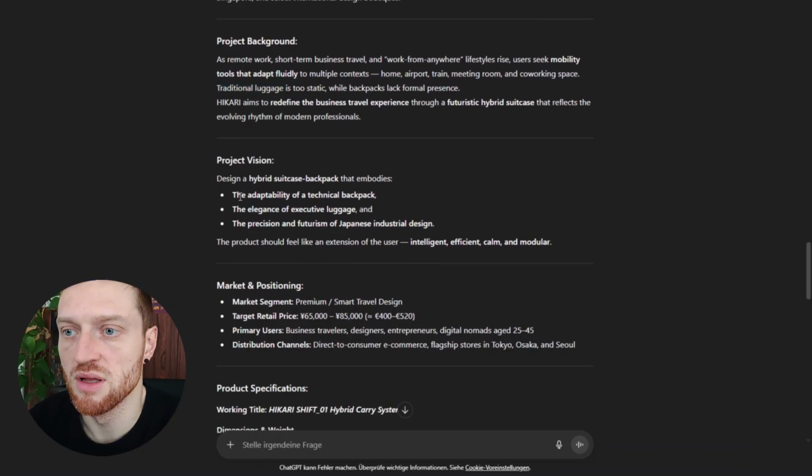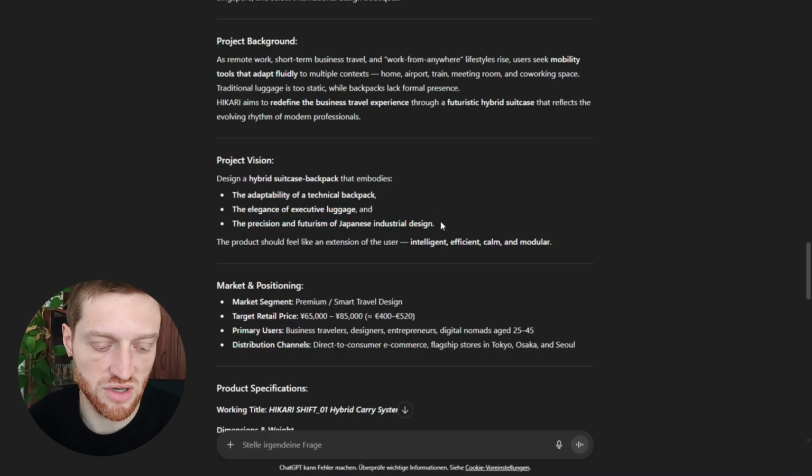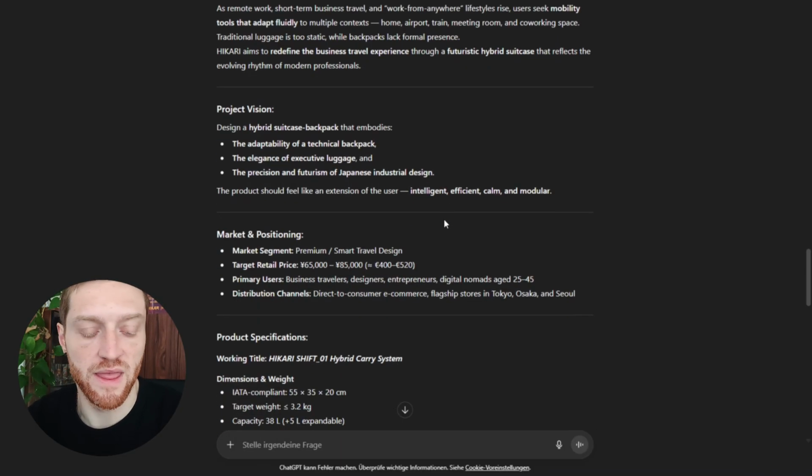The project vision: adaptability of a technical backpack, elegance, and precision of futurism in Japanese industrial design, right? So these are all words that you can use to create a mood board that really fits the assignment. And now, because you have a frame and reference, it's also much more meaningful. It's not just any mood board that you randomly come up with, but a mood board that suits a certain brand for a specific assignment with a specific use in mind, right? So this is much more valid and has much more background information to feed from.